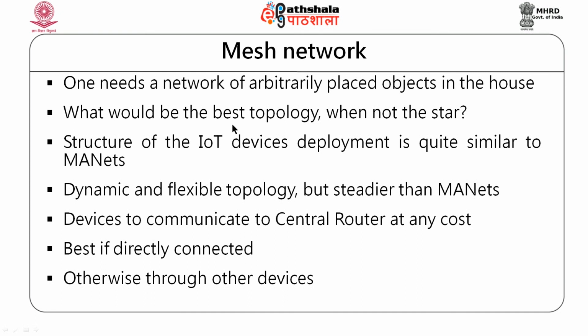What is the best topology if not star? Simple, it is very similar to MANET. So, we have a dynamic and flexible topology, but it is basically steadier. So, we will use the central router. Now, remember, the central router is the only router that we have. Usually every house has one router, and we are talking about that router. There are some other words used later, one is called central coordinator, one more is called border router, and so on. There are multiple words used to describe the same item. Here we are calling it central router. Best if directly connected, otherwise through other devices. Now, that is the mesh network.